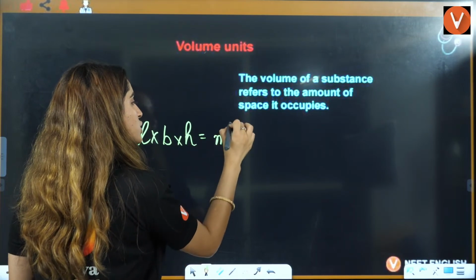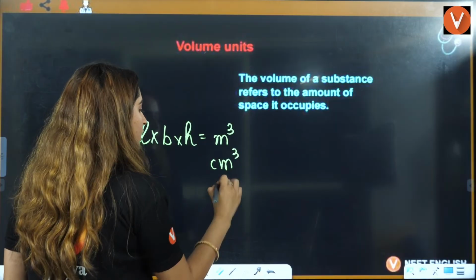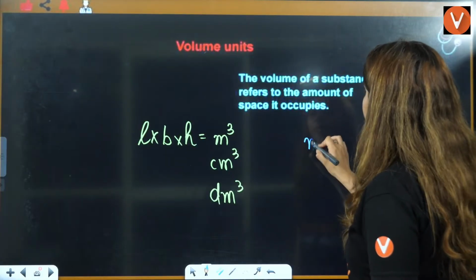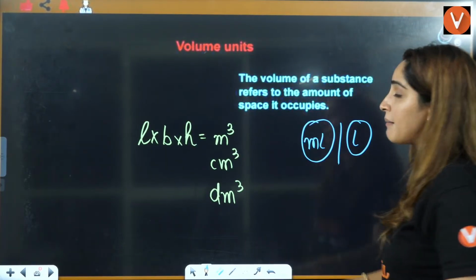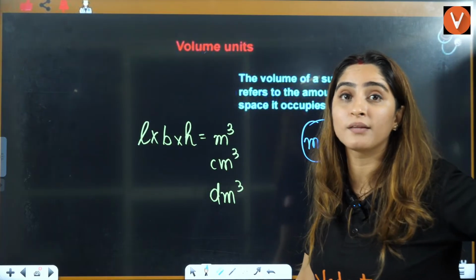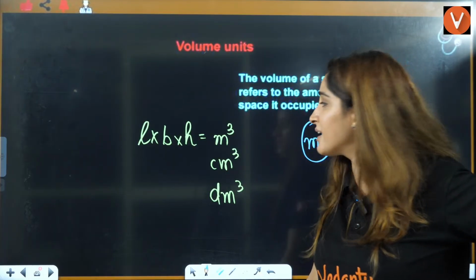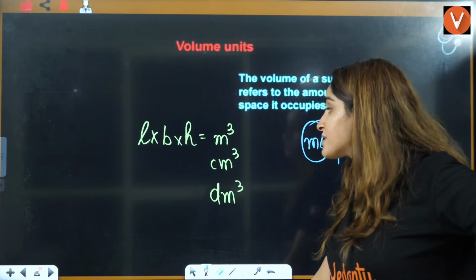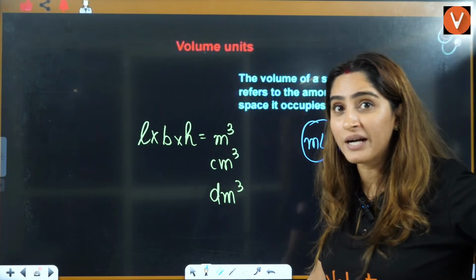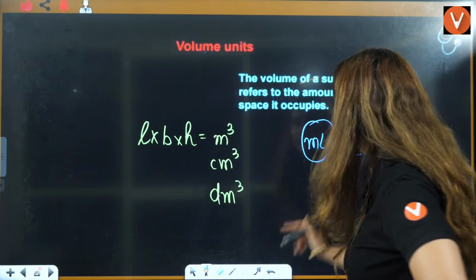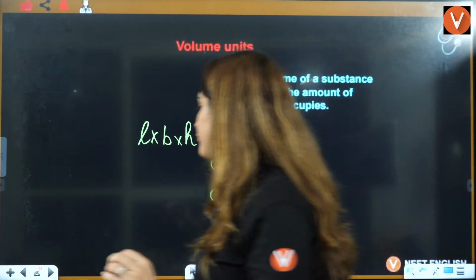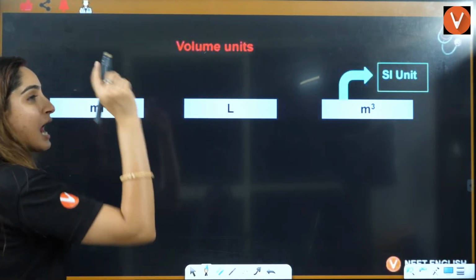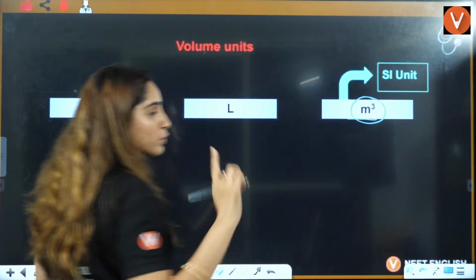So it will be meter cube, centimeter cube, decimeter cube. Now I know that all of you know that. "We know, ma'am, there is milliliter, there is liter. Ma'am, conversion is we have to multiply by 10 raised to 3." I know that. But do you know whether milliliter is meter cube or centimeter cube or decimeter cube? Is liter meter cube or centimeter cube or decimeter cube? This is where you get stuck. So it is important to know that milliliter, liter and meter cube are the 3 units, and meter cube is the SI unit here.